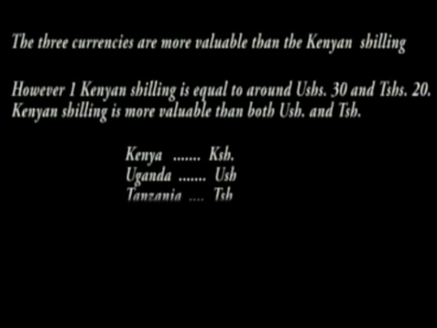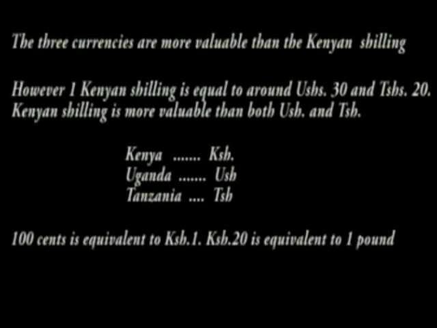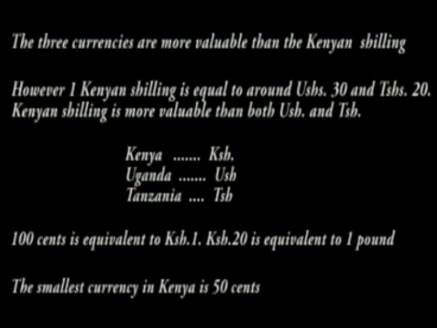In East Africa, the basic unit is the shilling, that is the Kenya shilling, the Uganda shilling, and the Tanzania shilling. 100 cents is equivalent to 1 Kenya shilling, and 20 shillings is equivalent to 1 pound. The smallest currency in Kenya is 50 cents.